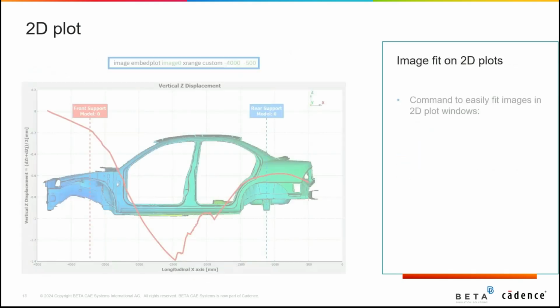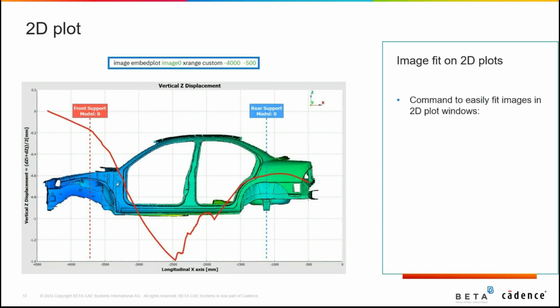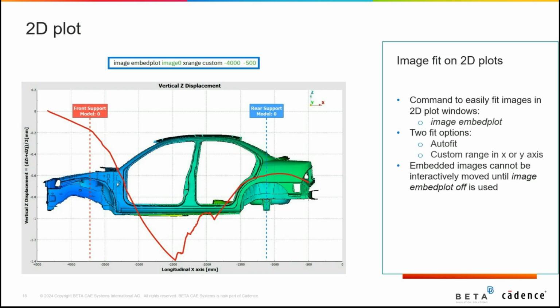It is now possible to fit an image in a 2D plot window using the command image embed plot. The available arguments are either auto-fitting or specifying a particular axis range for the x and y axis. Once embedded in the plot, an image can no longer be moved unless the command image embed plot off is used, preventing unintentional modification of the image size or position.